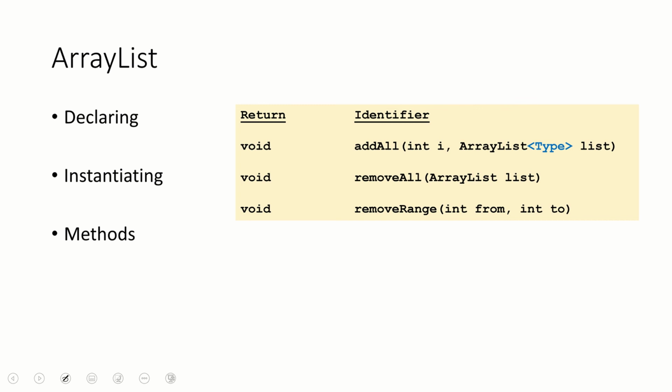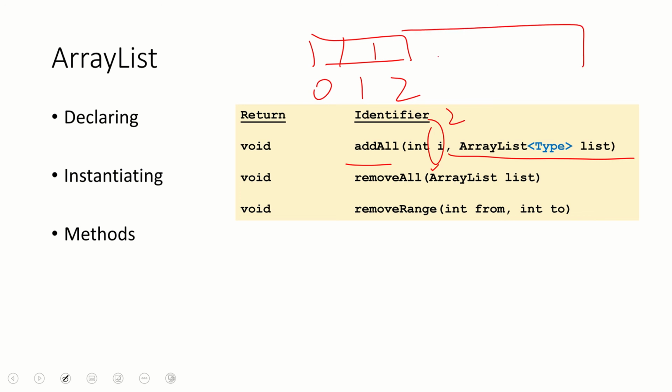Then we have another method, addAll. AddAll can basically help you combine two different array lists together. It can help you choose which index to start adding this new array list. For example, you already have an array list over here, 0, 1, 2. If it's index 2, they can help you add this array over here.